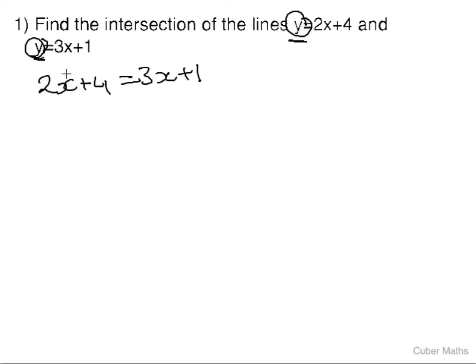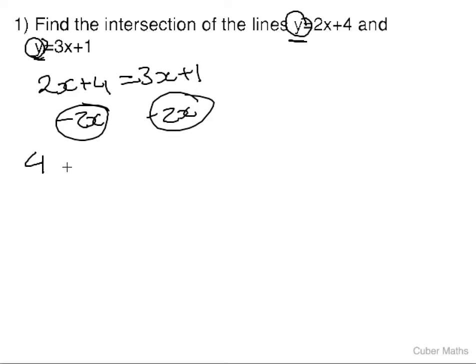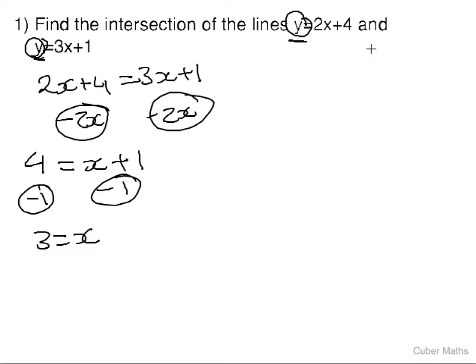So if we get all of the x's on one side, we're going to take 2x away from each side. So that's going to give us 4 on this left hand side is equal to x plus 1. And now what we need to do is get x on its own, so we need to take away 1 from each side. So that's going to give us 3 is equal to x. So our x coordinate for the intersection is going to be 3.